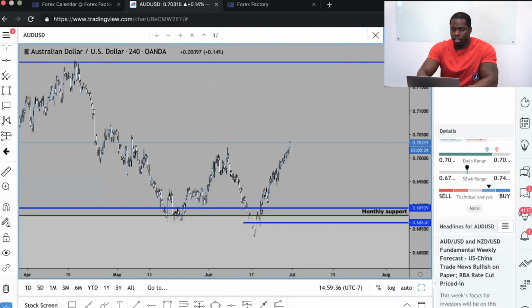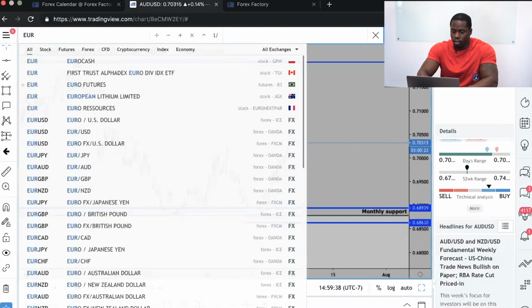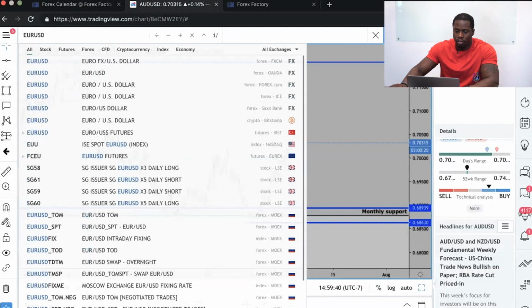So we have AUD. Is there any other pairs that you guys want to overview for the rest of this week? You guys can drop in the chat. So we have Euro USD. We could look at GJ, any of the British pound pairs. So we could all have an insight on it.